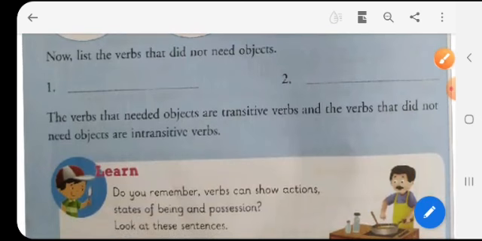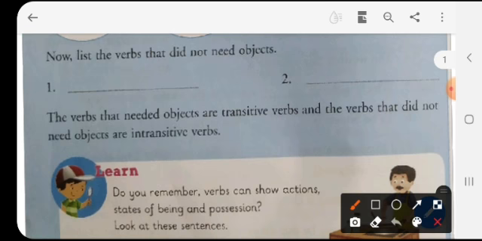Now the verbs that needed objects are transitive verbs. So you can see here, children, that those verbs which needed the objects are called transitive verbs, and the verbs that did not need objects are called intransitive verbs. So these are two types of verbs that are to be understood.